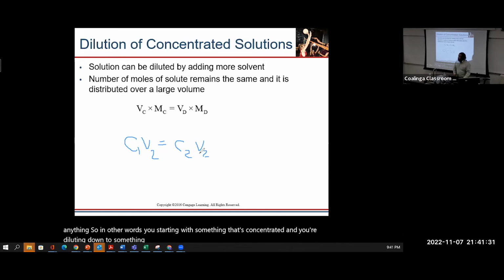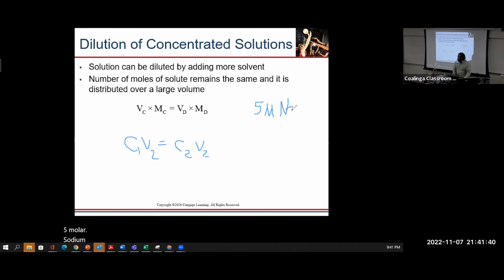So let me give you an example. Let's say we have a 5 molar sodium chloride solution. And we have 50 mils of it. How much of a 0.5 molar solution can I make?